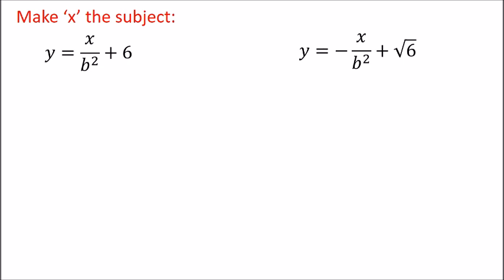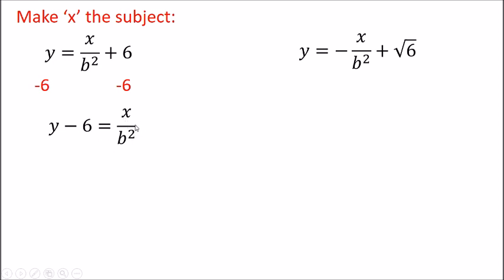Okay, so let's develop this a bit more then. Some of these are going to get a little bit trickier, so we've got some negatives in one of these examples as well. I just want x on its own, so that positive 6 has no reason to be there, does it? So if I subtract 6 from both sides, let's see what happens. Well, that will give me y minus 6 equals x over b squared.